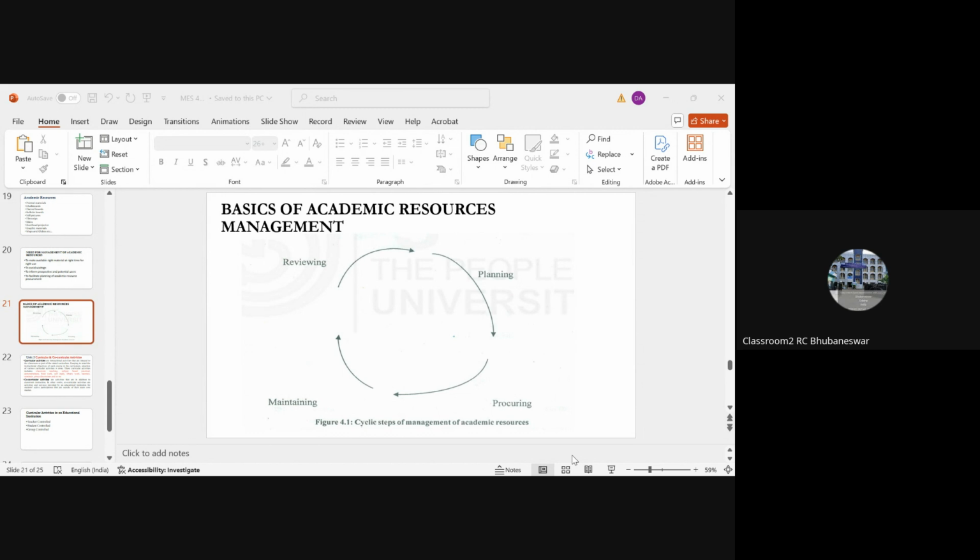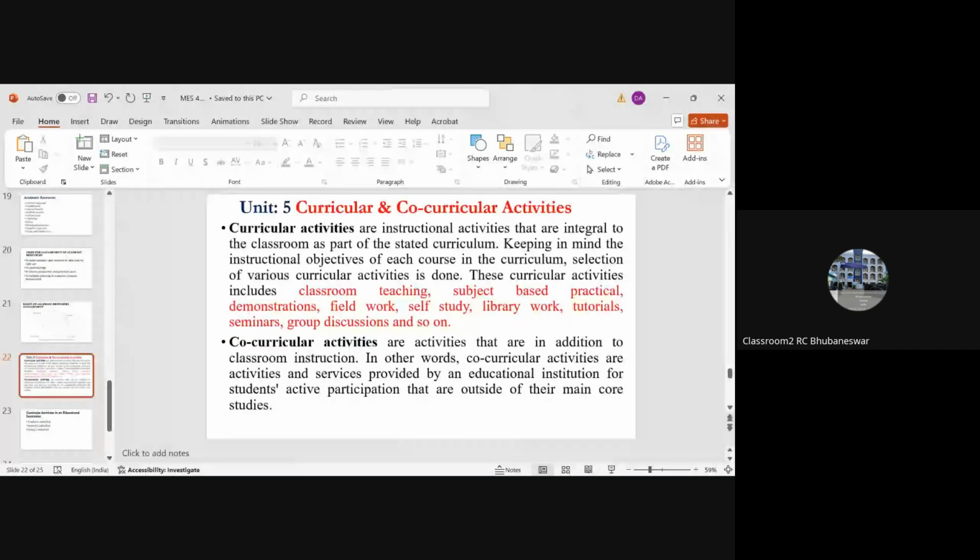So this is all about unit 4. We have already discussed unit 4. Now let us discuss unit 5. What is unit 5? Unit 5 is about curricular and co-curricular activities. Management of curricular and co-curricular activities.